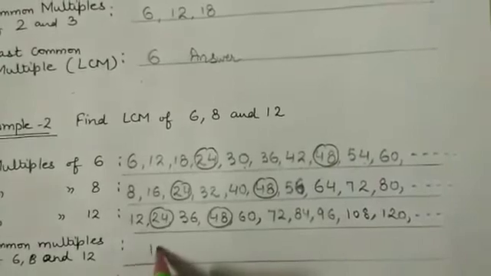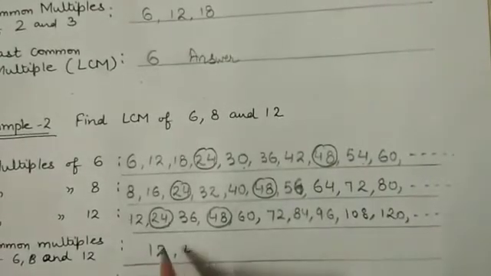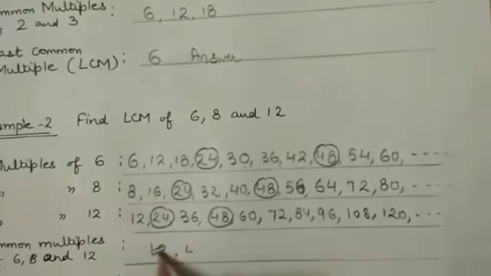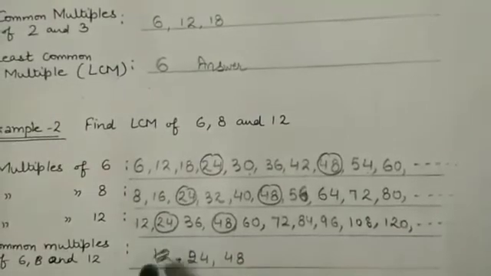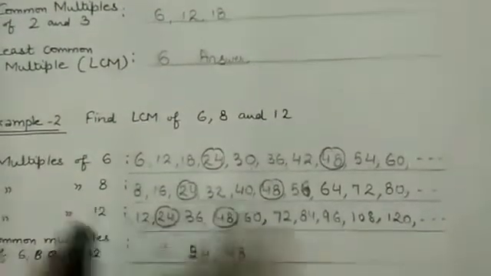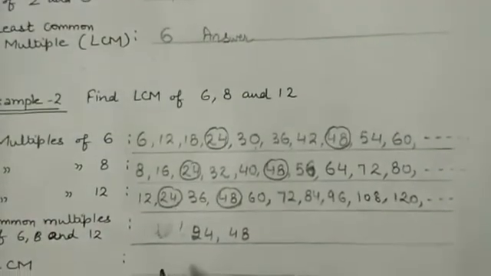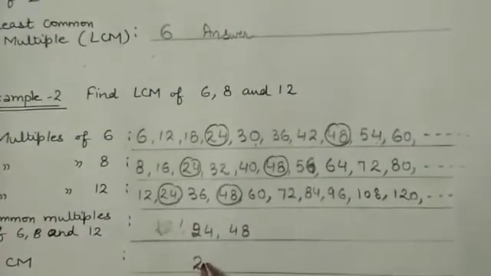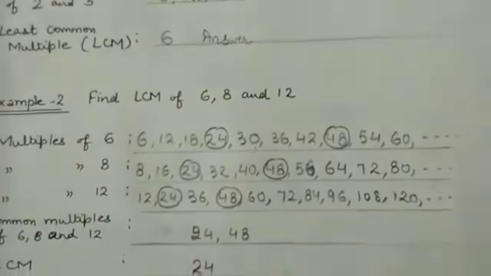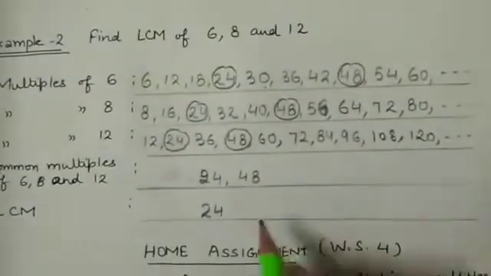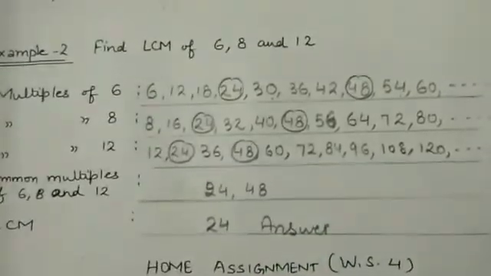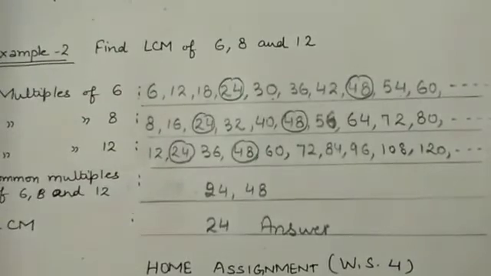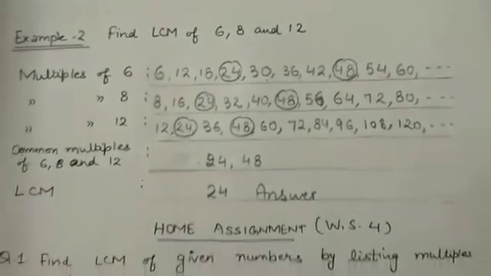Now write these common multiples. Sorry, we have to write here 24 and 48. Now the least common multiple between these two: 24 is the least number, so our LCM will be 24. Now on the basis of these two examples you will solve your worksheet number 4.